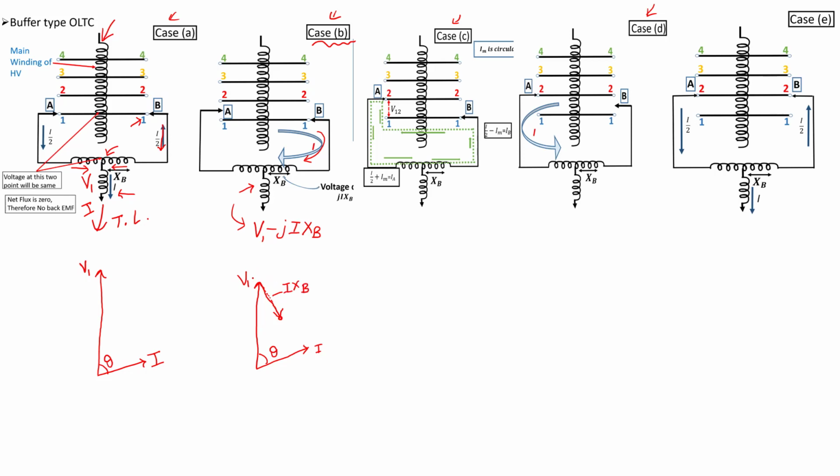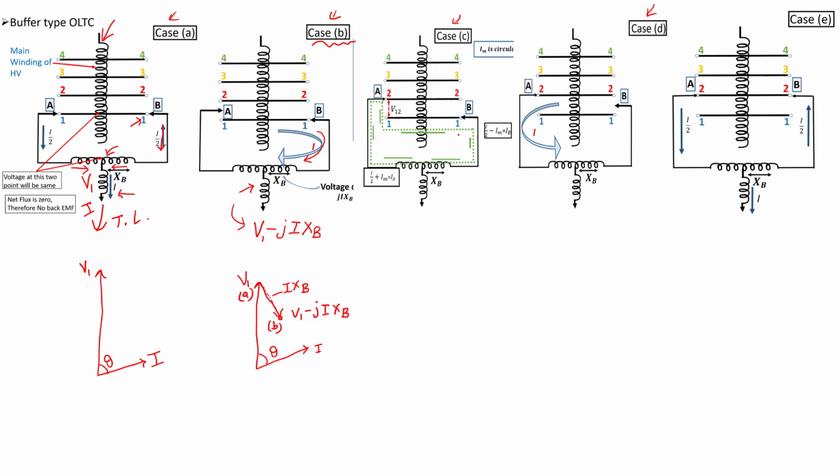So V1 minus jIXB. This is position A, case A, and this is case B, the voltage at case B. So the voltage is given by V1 minus jIXB. Now this is the condition here in case B. This is how the phasor diagram will look.